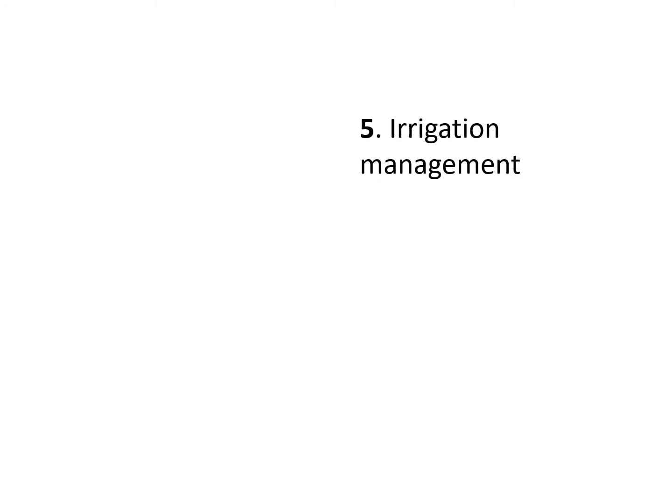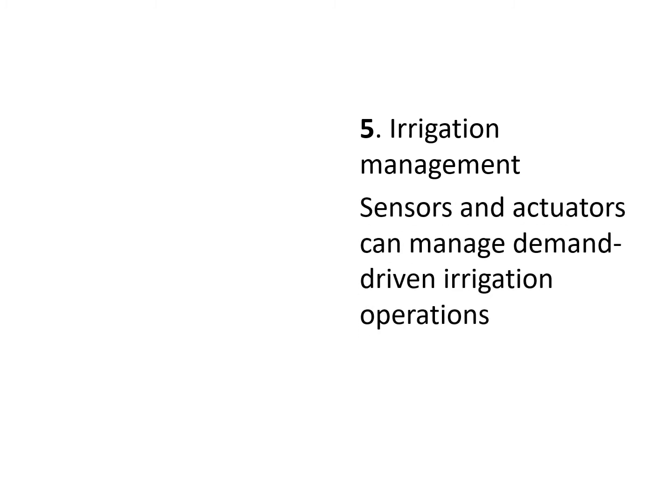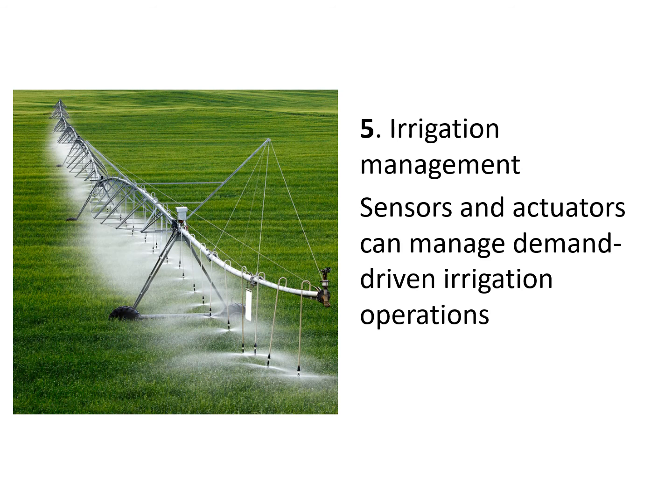Another area where sensors are imperative is in irrigation management. Here we are saying that sensors and actuators can manage demand-driven irrigation operations. So if you have a center pivot system fitted with sensors, they are capable of sensing whether the crop or the soil has or doesn't have water. And these sensors would trigger the actuators to operate the pumps and valves. And that is the beauty of sensors. They can automate the entire irrigation operation.